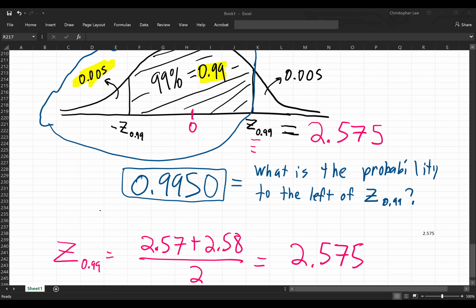Say it was like 0.5 thousand. Say the area that you have is 0.5 thousand. I'm just making it up. That corresponds to one particular Z value, that's 0.00. So that's it. There's nothing to add and divide by 2. That's just when it's in between, then you add and divide by 2.